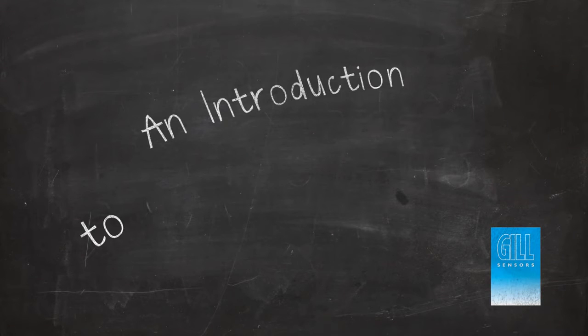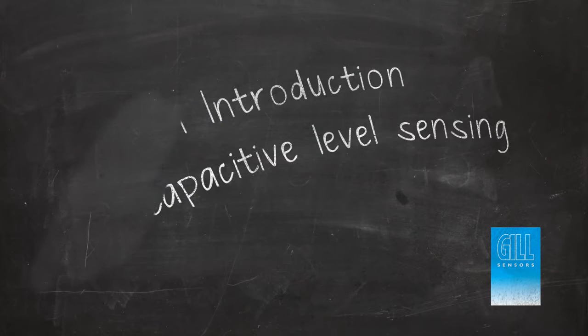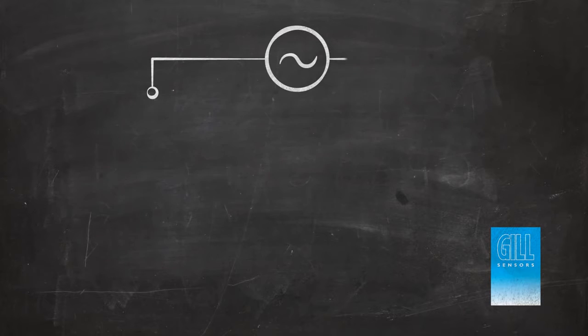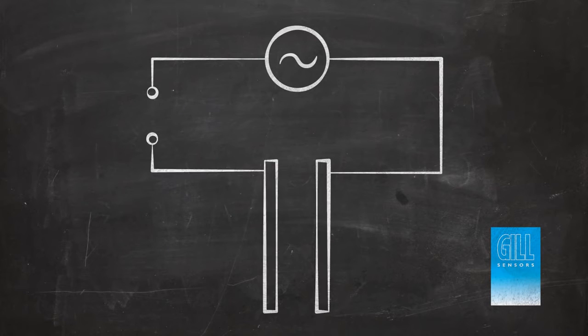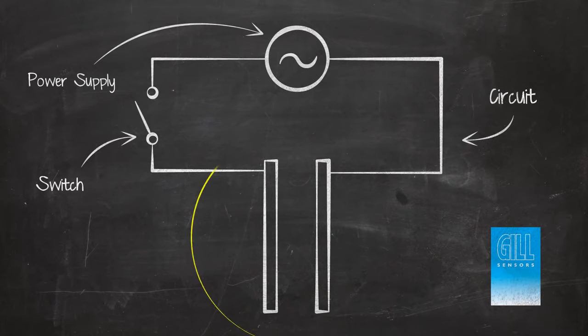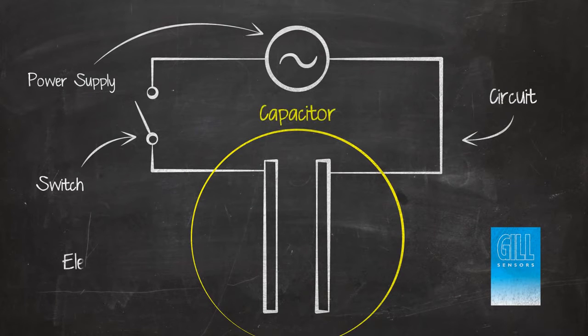An introduction to capacitive level sensing. To explain capacitive level sensing, we must first understand the concept of a capacitor. A capacitor is formed by two electrodes, electrically insulated from each other. The electrodes themselves must be conductive and are typically made from metal.